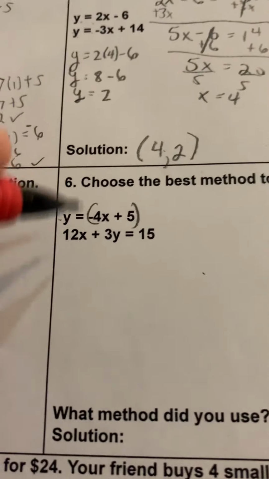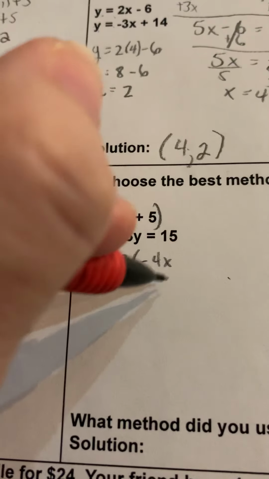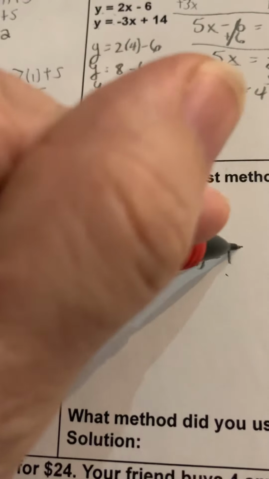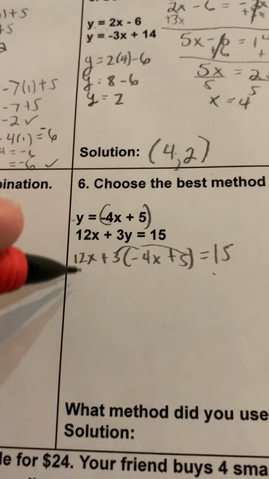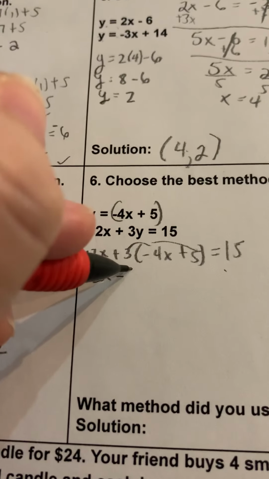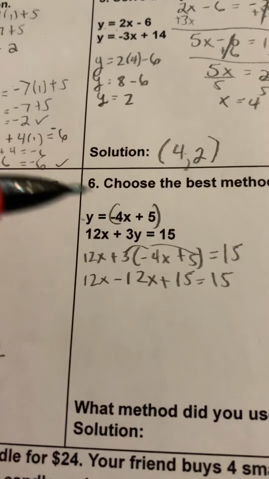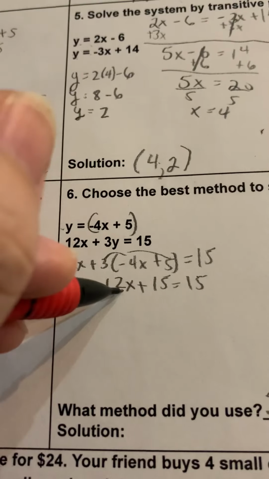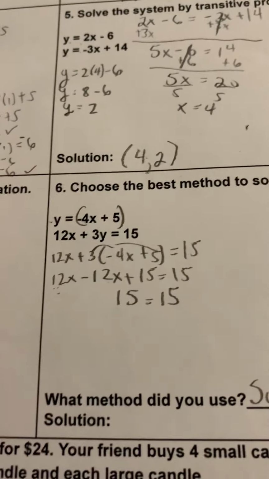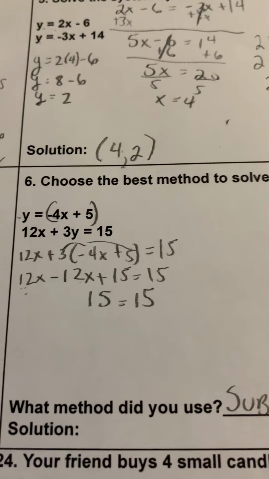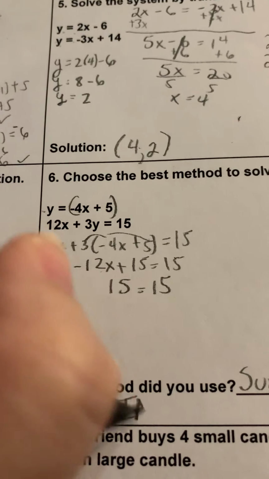So for here, we have 12x plus 3 times the negative 4x plus 5 equals 15. I'm going to distribute the 3 to both terms inside of the parentheses. So I have 12x minus 12x plus 15 equals 15. Now what do you notice here is you have 12x minus 12x, they cancel each other out. So I'm left with 15 equals 15. So what do you do with that when both of them equal each other? Well, that simply means that they're actually the same line, so that there's an infinite number of solutions.